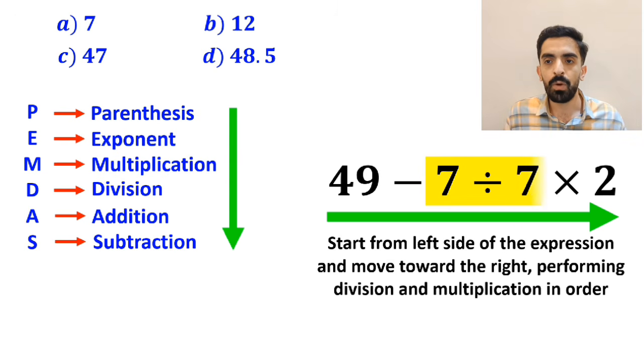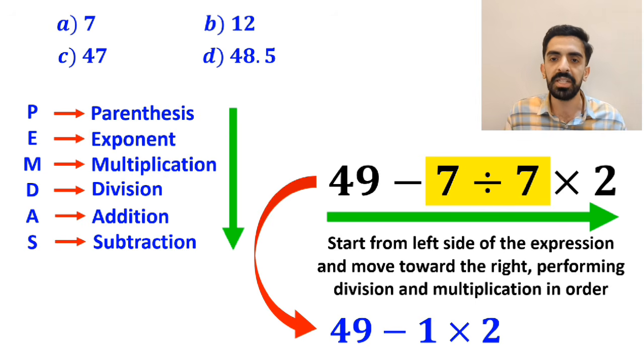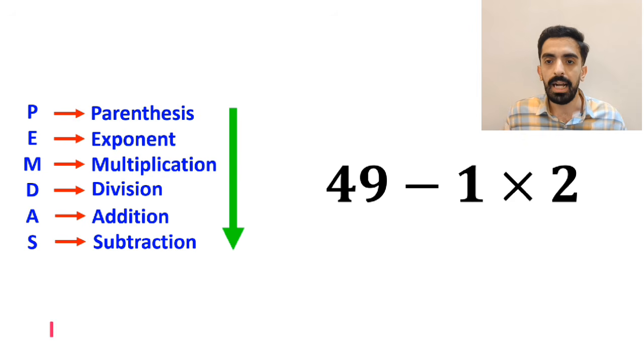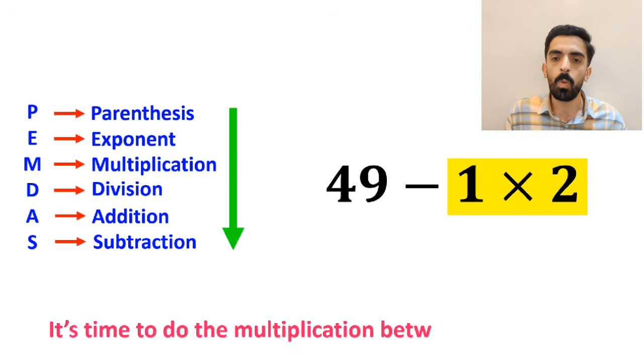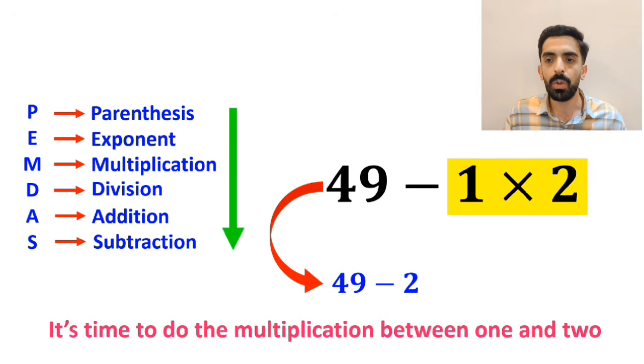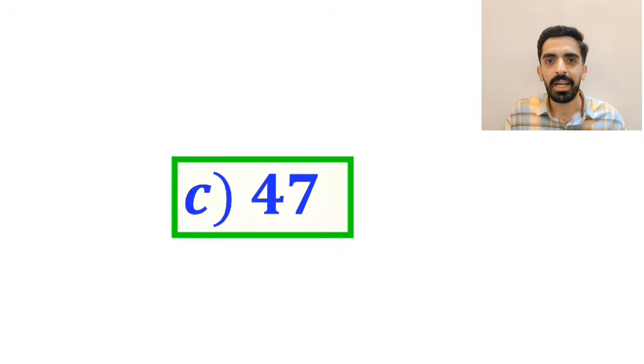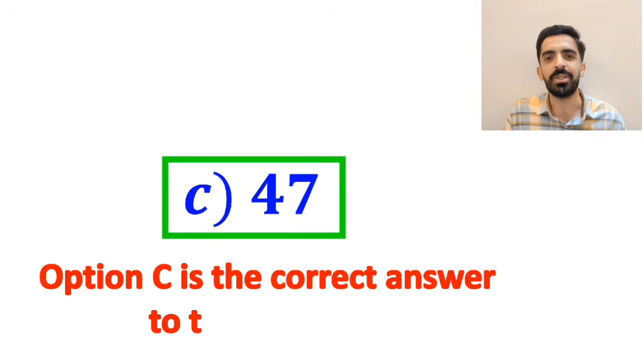So, first we perform the division between the two 7s, and this expression simplifies to 49 minus 1 times 2. Now, it's time to do the multiplication between 1 and 2, which gives us 49 minus 2. And finally, the value of this expression is equal to 47. Therefore, option C is the correct answer to this question.